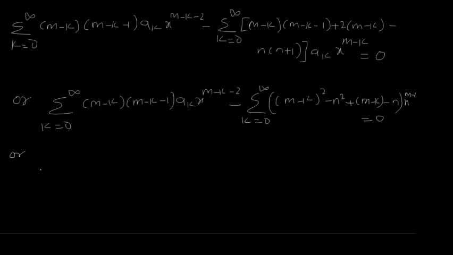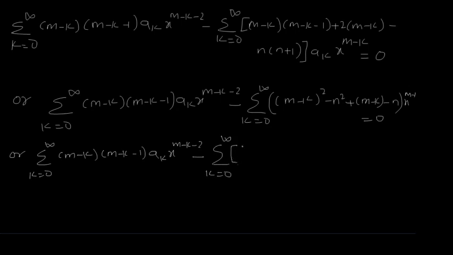Or this also can be written as summation from k equal to 0 to infinity (m minus k) into (m minus k minus 1) a_k x to the power m minus k minus 2 minus summation from k equal to 0 to infinity [(m minus k minus n) into (m minus k plus n) plus 1] a_k x to the power m minus k equal to 0.